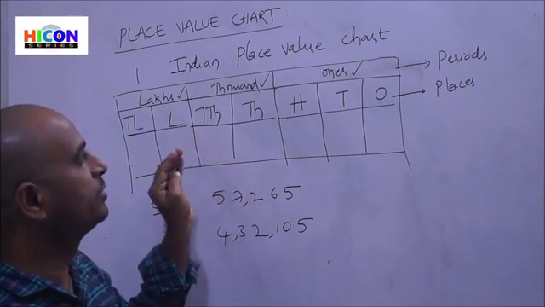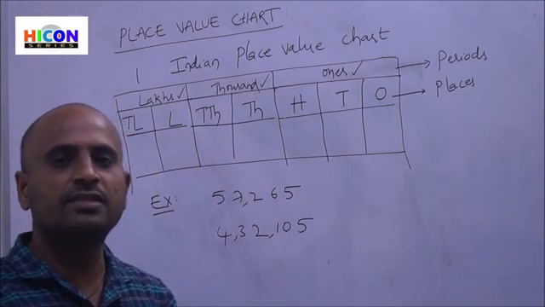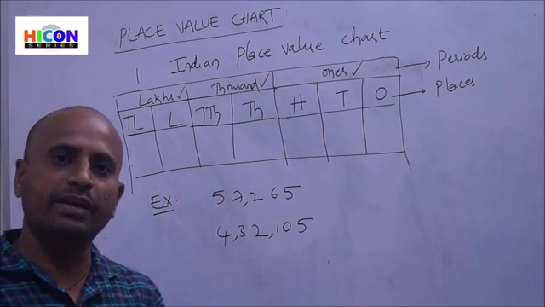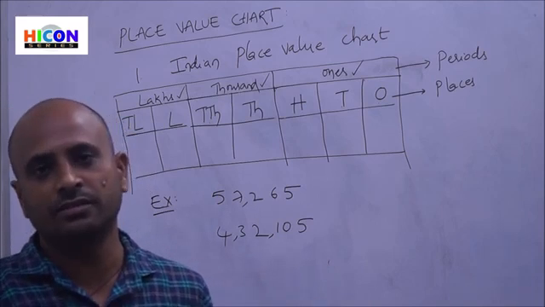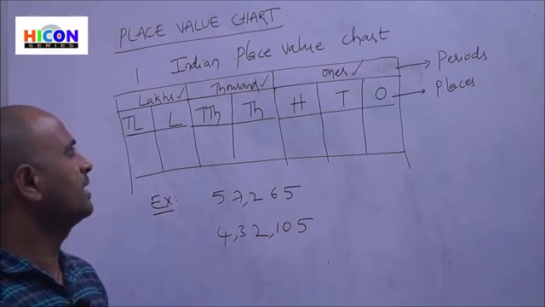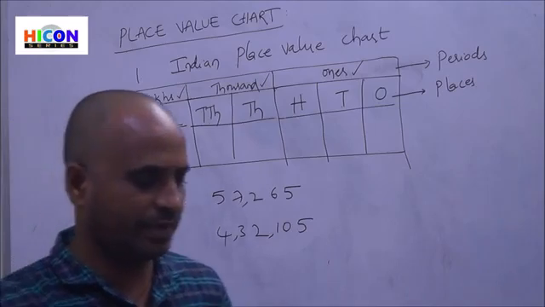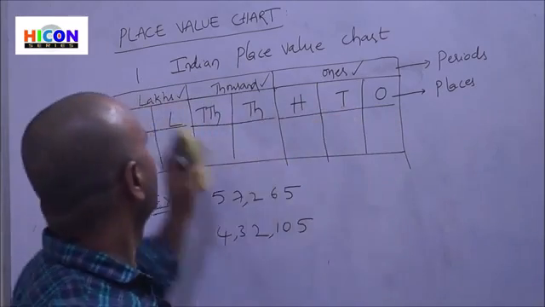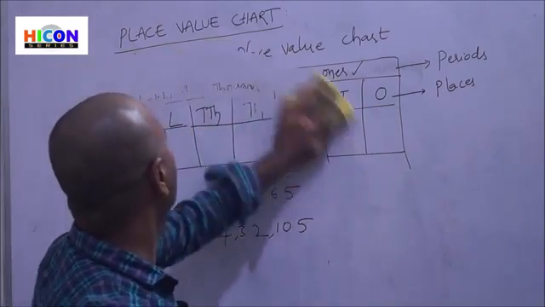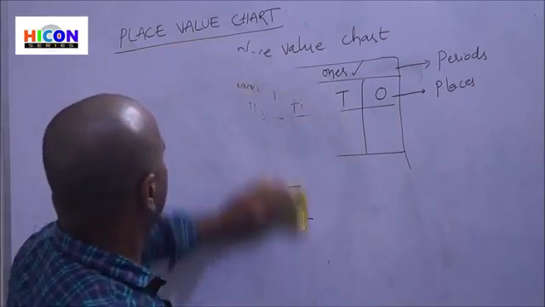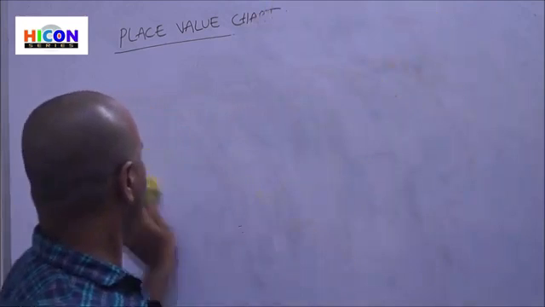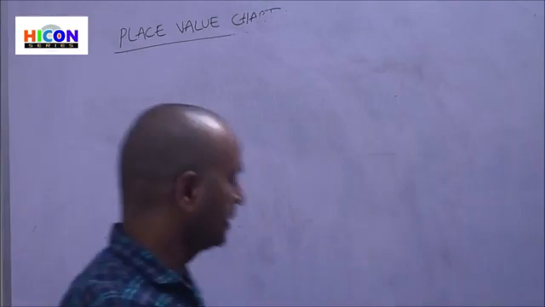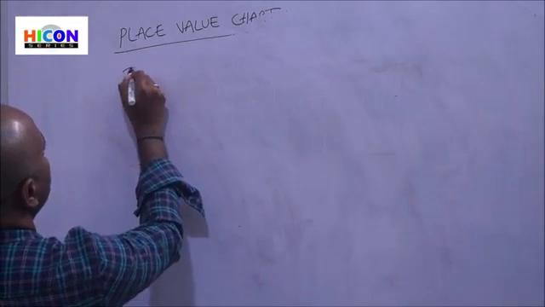By using this place value chart, we can put commas easily, we can write number names for the given numbers, and we can easily write the expanded notation. The second one is the international place value chart.